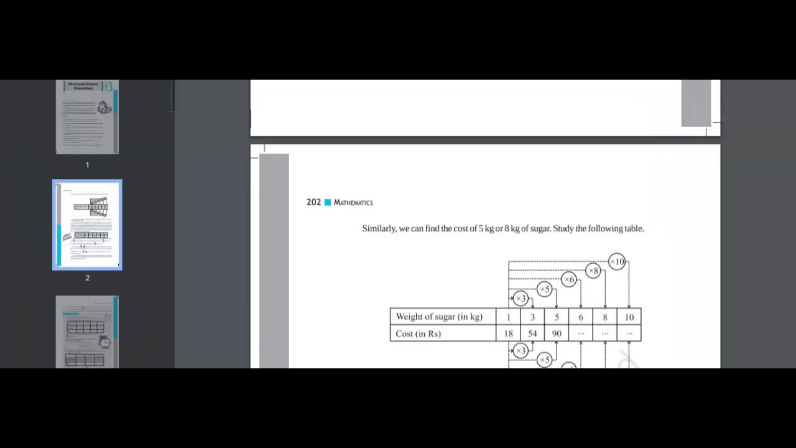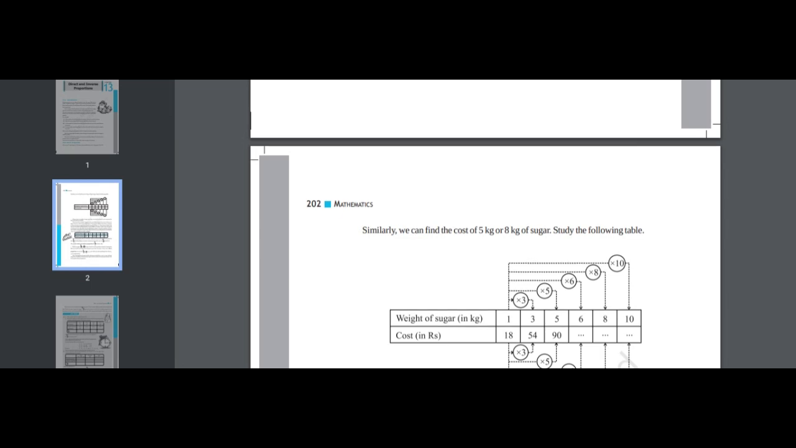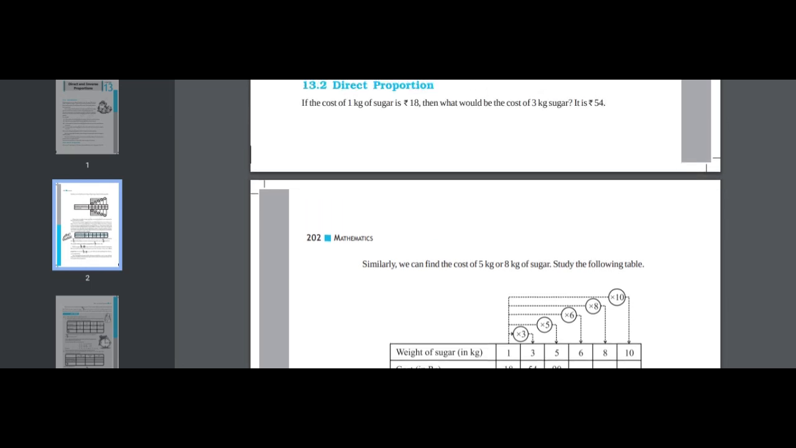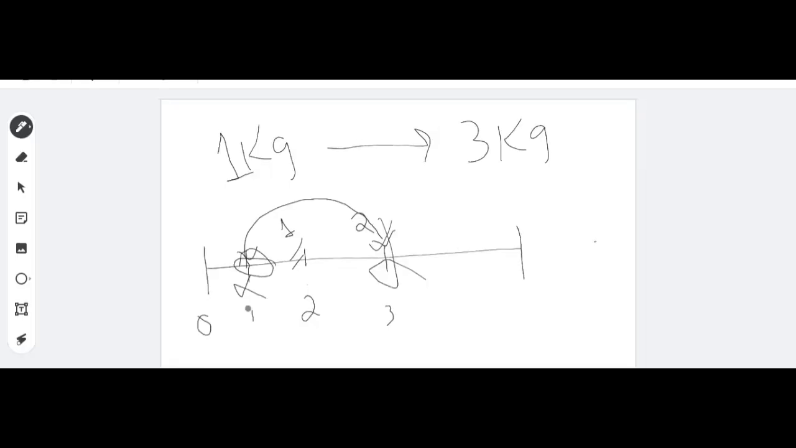Okay. So in your book there is example number 1. If the cost of 1 kg of sugar is 18 rupees, then what will be the cost of 3 kg of sugar? It is 54. So simply, the cost increases, the price also increases. This is the concept of a number line. For example, they are moving from 1 to 2, so it means they are moving 2 steps.